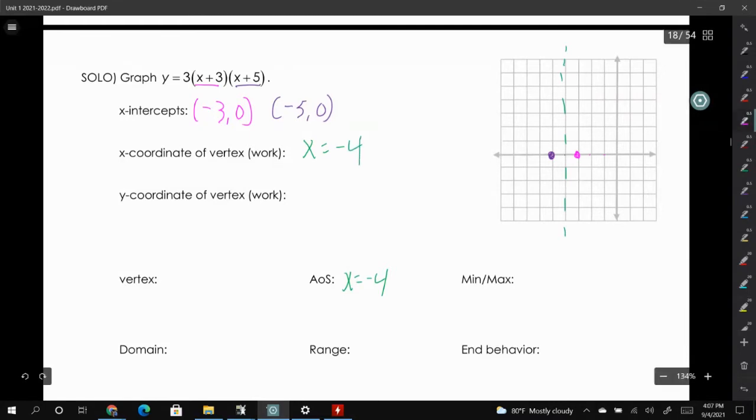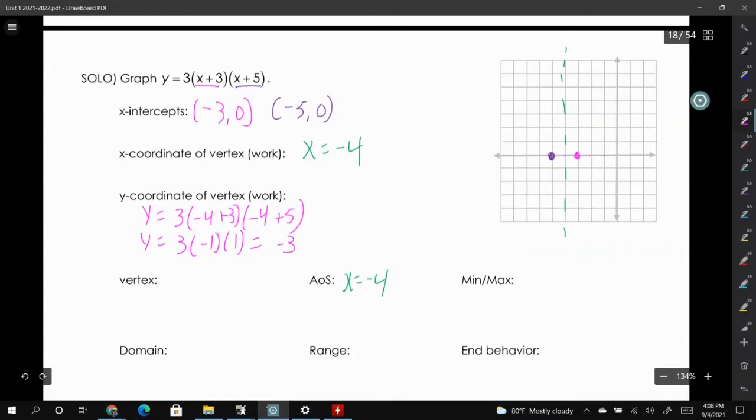And then we're going to plug that into our equation here. So y equals 3 times negative 4 plus 3 times negative 4 plus 5. And if we type that into the calculator, that is going to give us, let's see, 3, negative 1. That will give us negative 3. So here is our vertex. So negative 4, comma negative 3.